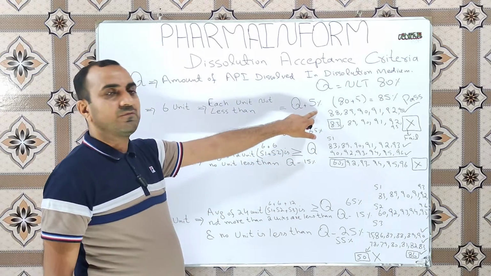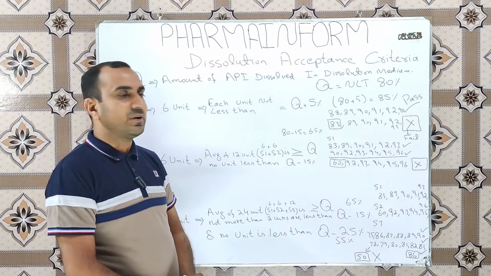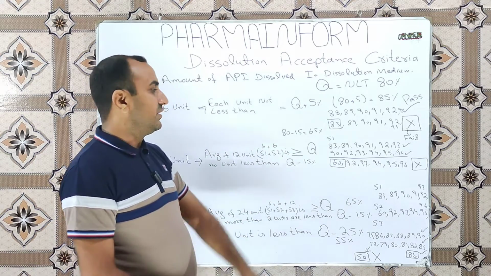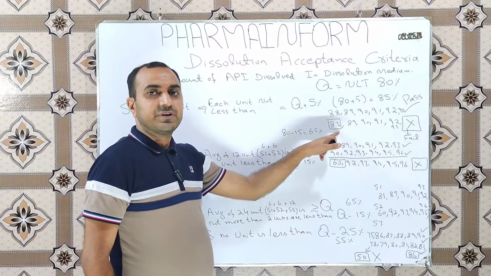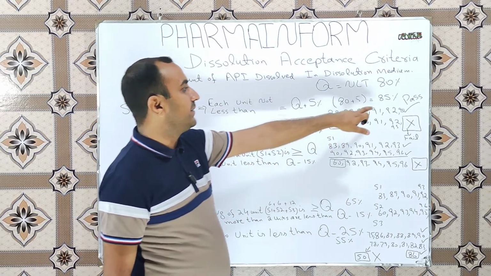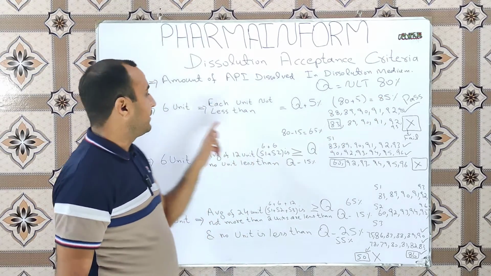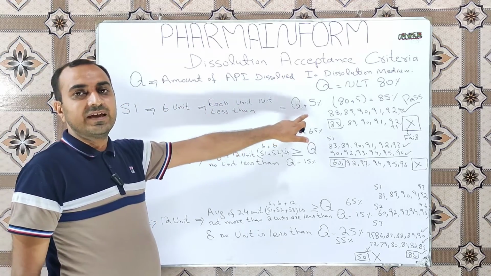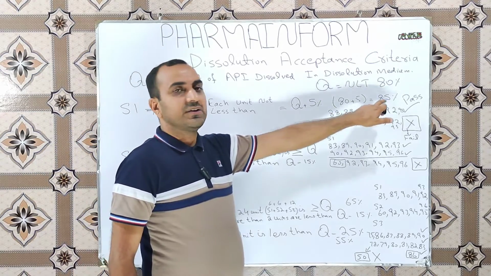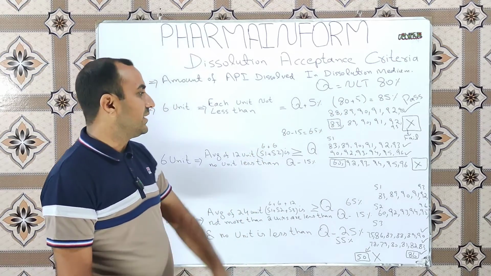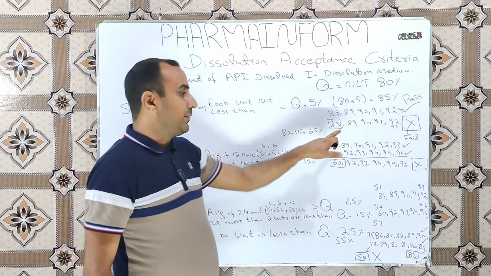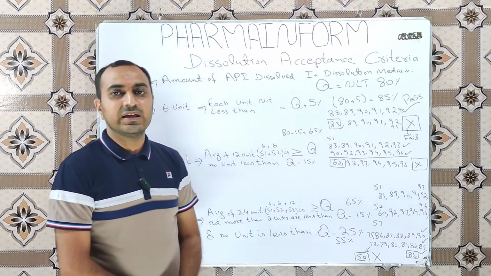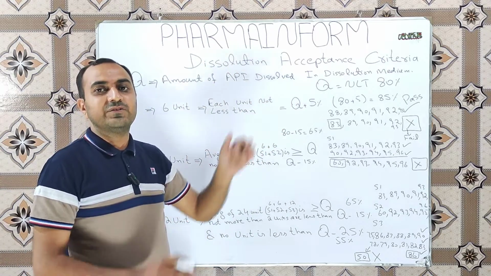Suppose one of our tablet results is less than 85%, or Q plus 5%. Suppose when we perform the dissolution test for 6 tablets at the S1 stage, out of 6 tablets, 1 tablet result is 83%, meaning 1 tablet is less than 85%, but the acceptance criteria of S1 is that no unit should be less than Q plus 5, or 85%. Our 1 tablet is now less than 85%. So our test will fail and we will not release our batch at the S1 stage.